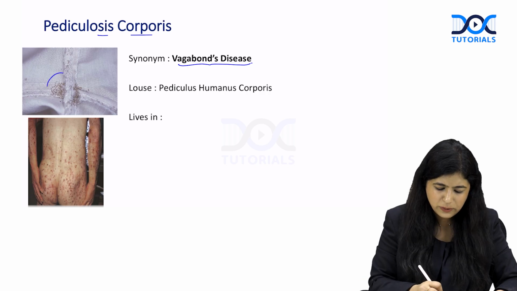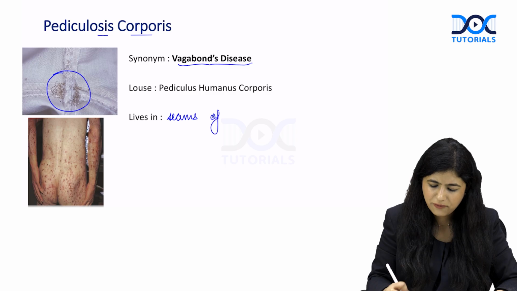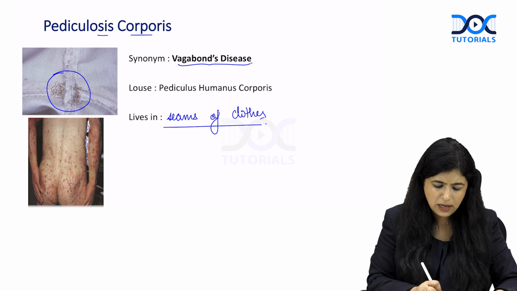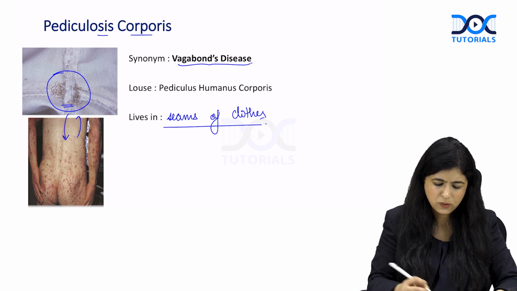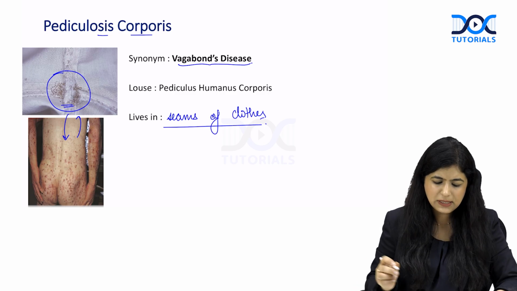And here the louse lives in the seams of the clothes of the patient. So these are homeless people, they don't take a bath, they don't change their clothes. So the louse keeps living in the clothes, it comes to the body, drinks the blood, and goes back to the clothes of the patient. This is pediculosis corporis.